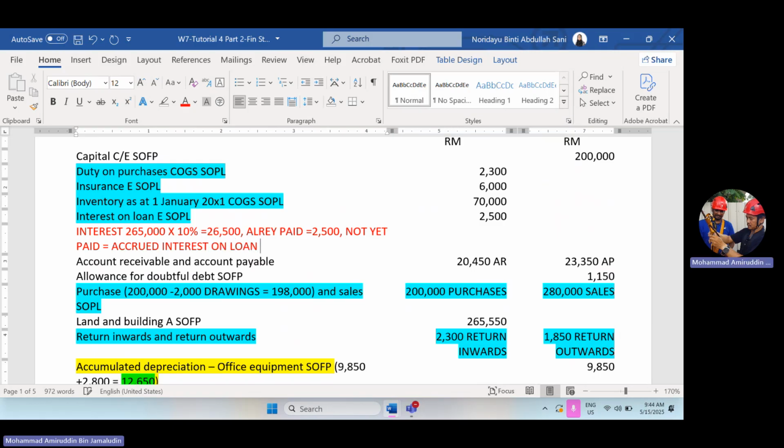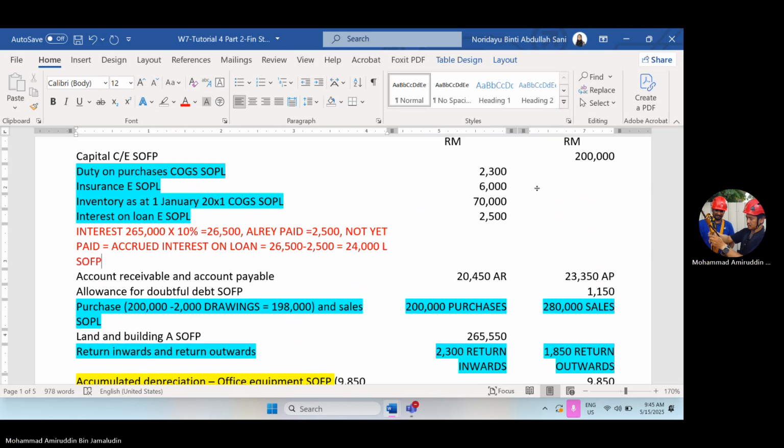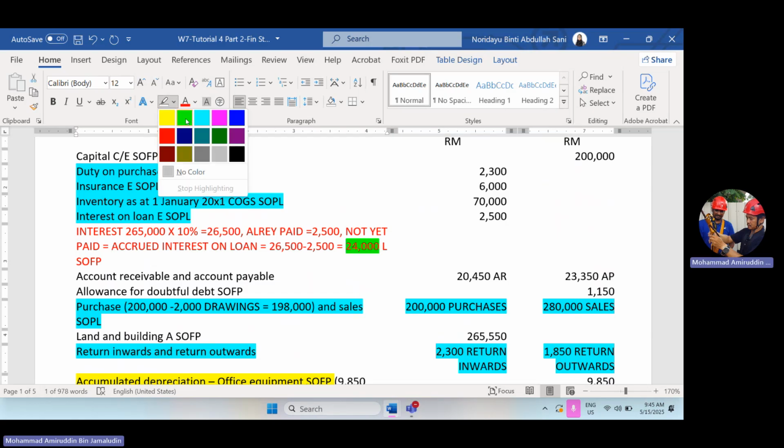How much? 26,500 minus 2,500, 24,000. So how much is your liability? 24,000. So this is your liability as SOFP. This one we send to SOFP.